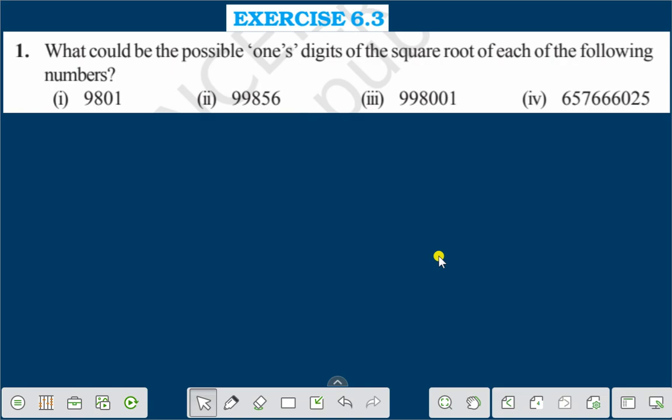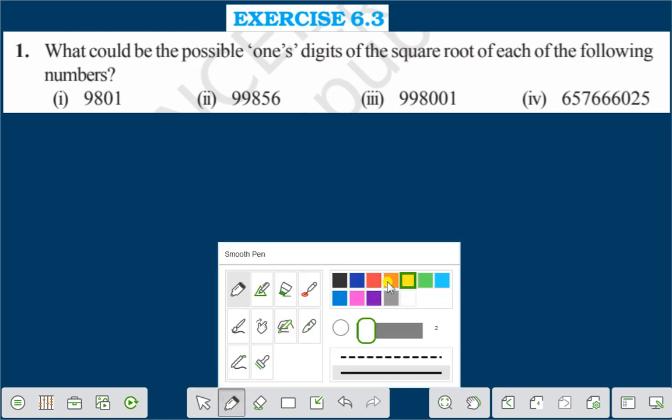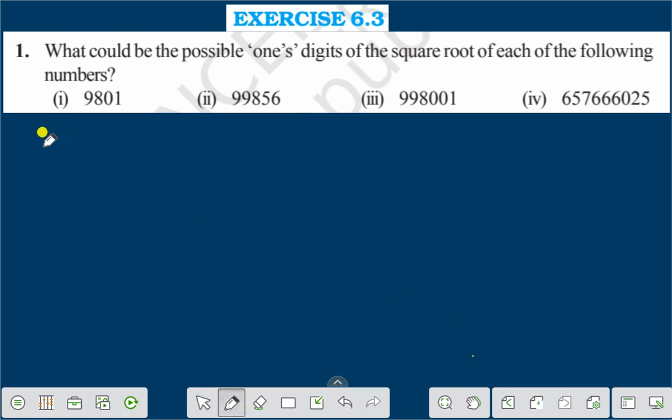Hello everyone. Today I shall discuss exercise 6.3 question number 1. What could be the possible ones digits of the square root of each of the following numbers? The number is 9801.